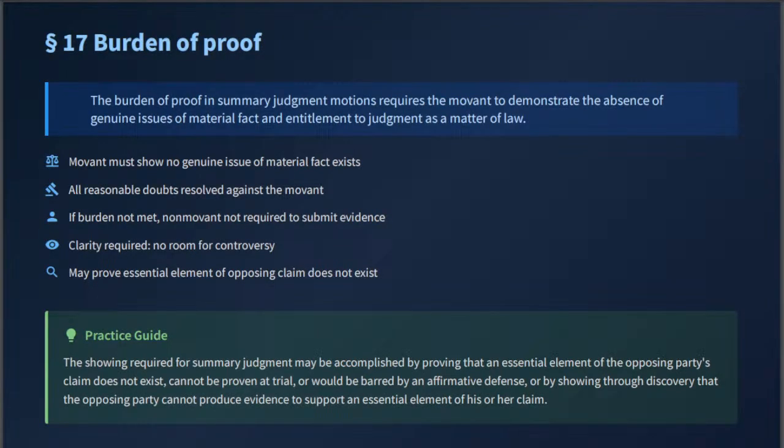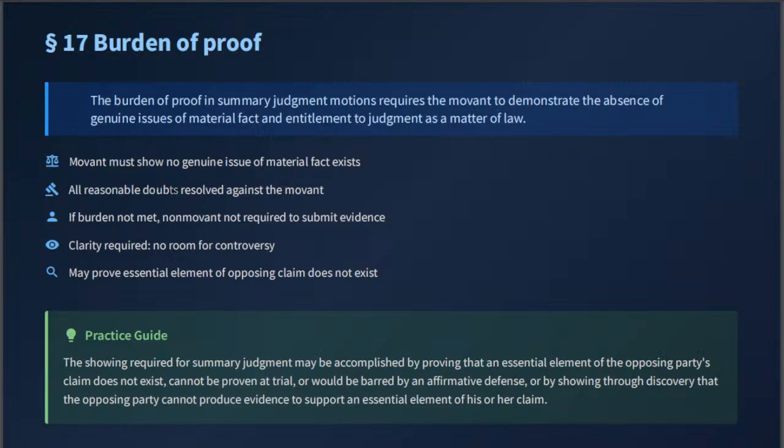All right, we're on to section 17, the burden of proof. And this one will be a little extensive here because there's always burdens when we come with burdens of proof. The burden of proof in summary judgment motions requires the movant to demonstrate the absence of genuine issues of material fact and entitlement to judgment as a matter of law. So absence of facts in the matter of law. Movant must show no genuine issue of material facts exists. They must show this. It's a difficult one.